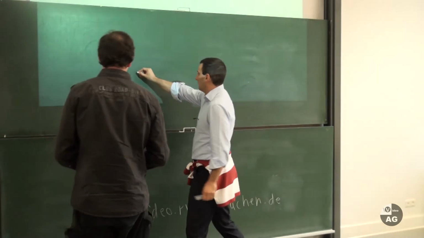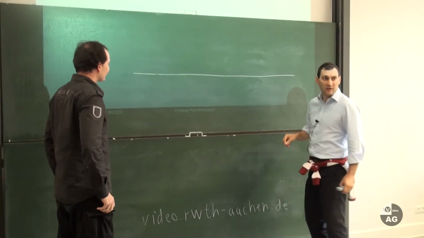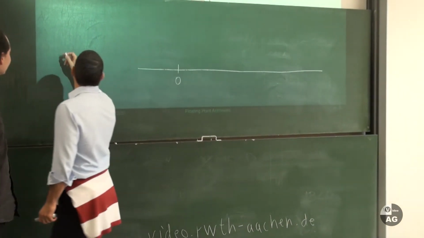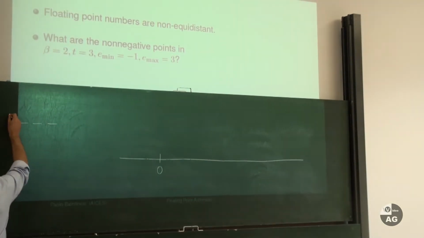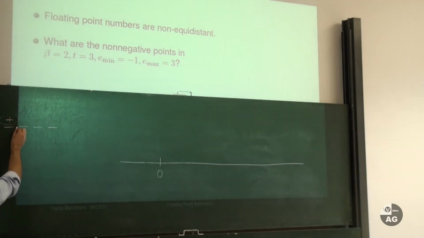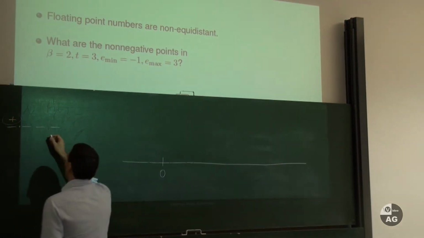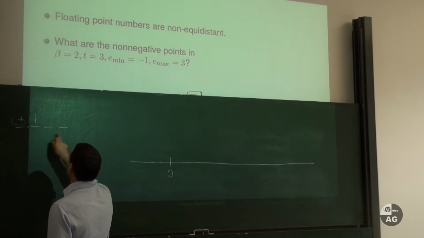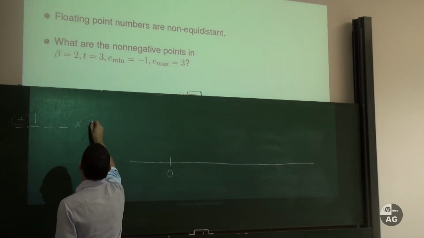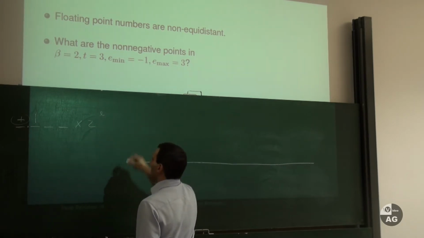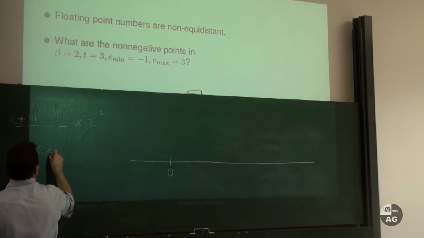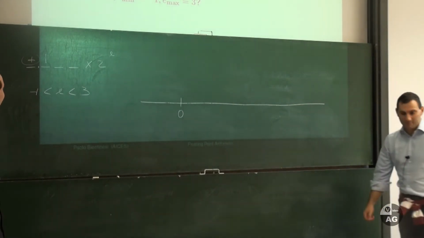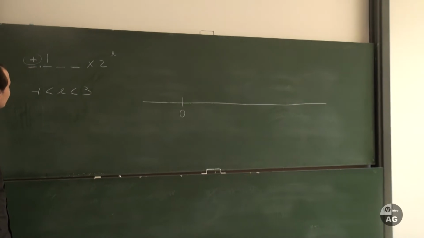Okay, what do we have to do? We have the x. These are our numbers. Let's place the 0 here. So now you have t equals 3, so you have 3 slots. Plus or minus, but we only care about plus, okay? Then the first one, we said that it's normalized, so it's always a 1. So you only have 2 slots. Then you have times 2 to the e, and e varies, -1 less than e less than 3. Okay? Oh, you want more?